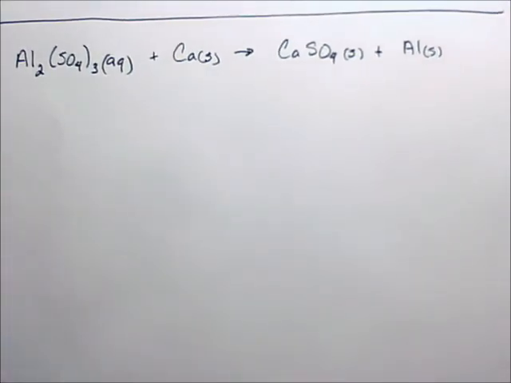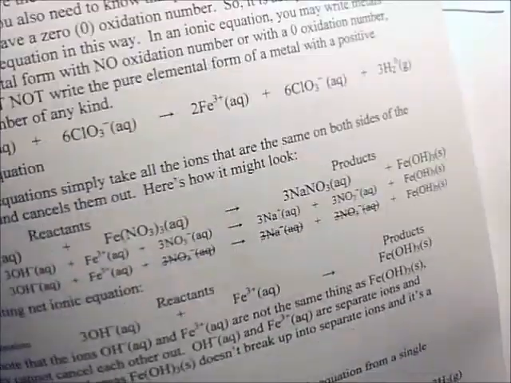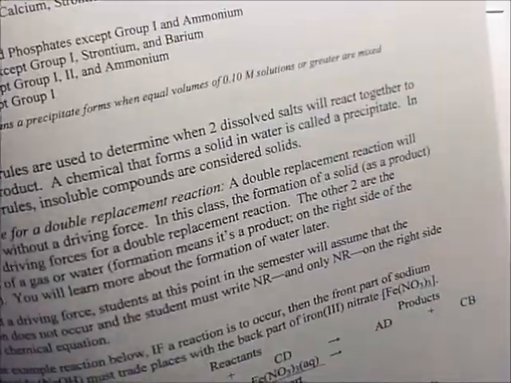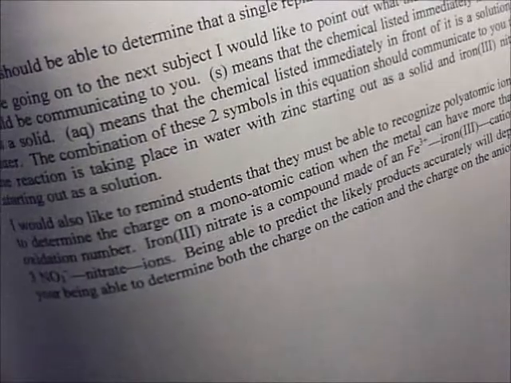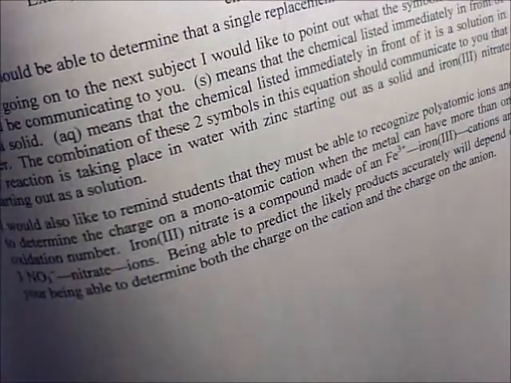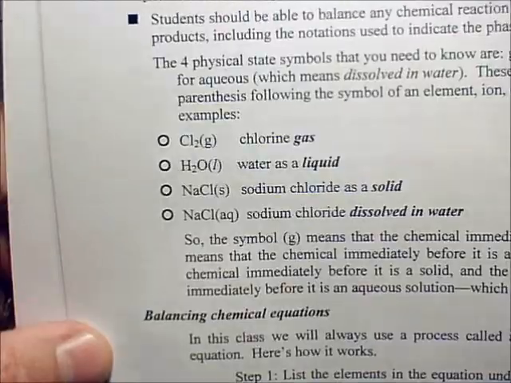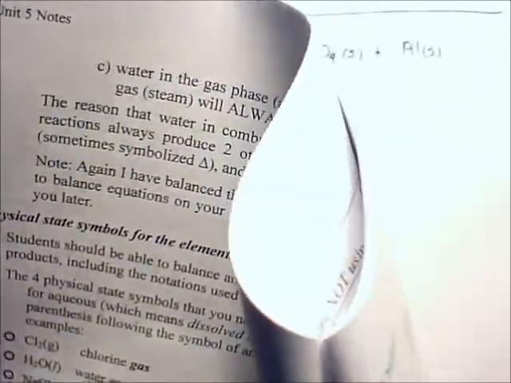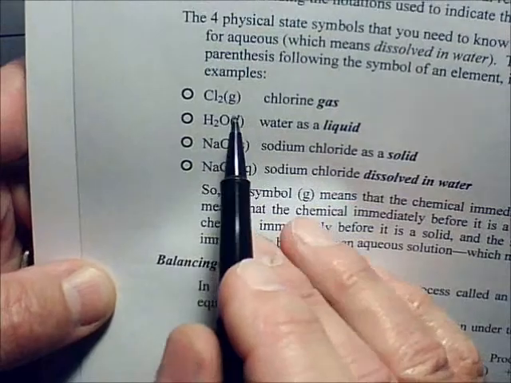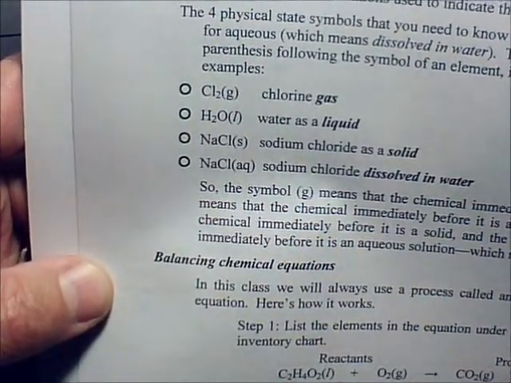We have 4 kinds of symbols that can go in the parentheses after the formulas. S, L, G, and AQ. That's correct. I was looking for it in the references here. Right here, it's on page 10. There's the symbols right there, listed out for you.